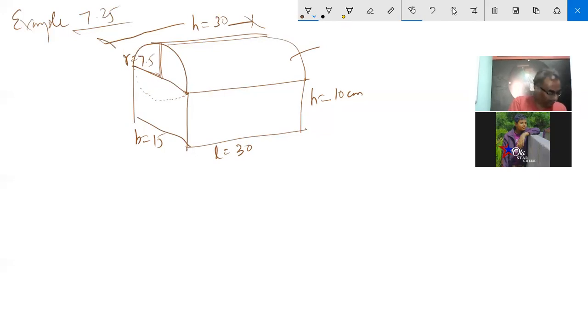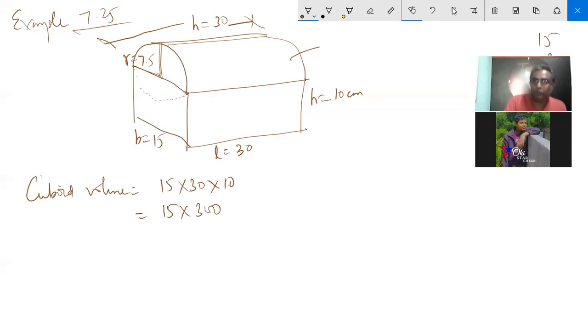So what is the volume of the cylinder? First the volume of the cuboid is very simple. 15 into 30 into 10. 10 into 30 into 10 is 300. 15 into 300. 3 into 15 is how much? 3 5s are 15, 1 3 is 3 plus 1 is 4, so it is 4,500. Volume 1 is 4,500 centimeter cube.